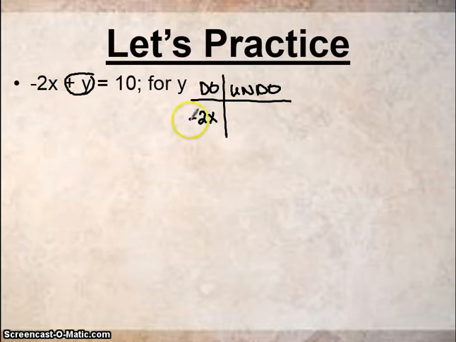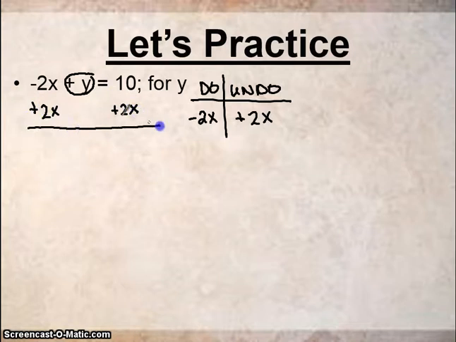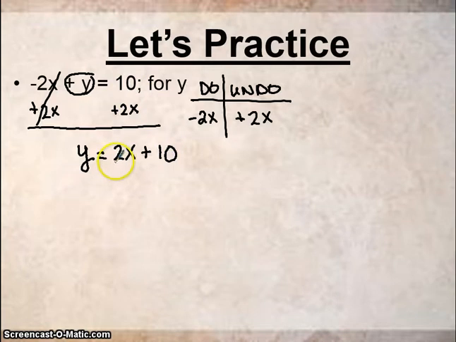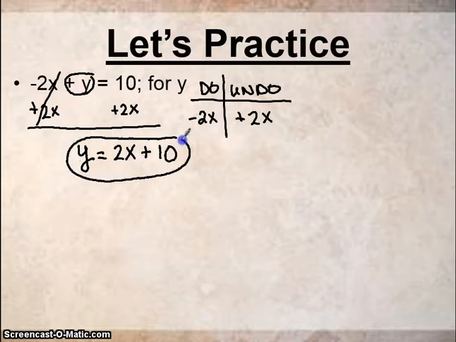What's the opposite of negative 2x? Well, the opposite is to add 2x. So we'll add 2x to each side. Negative 2x plus 2x makes 0, so we're left with positive y, or just y, equals, and now notice these are not like terms because one has a variable and one's a constant, so we'll just write them together, 2x plus 10. And notice I put the term with the variable before the constant, because remember, this will help us later. This is actually called slope-intercept form.